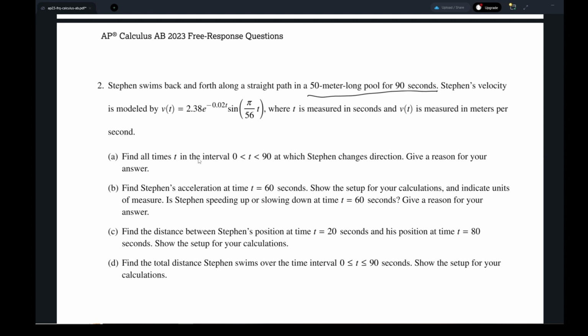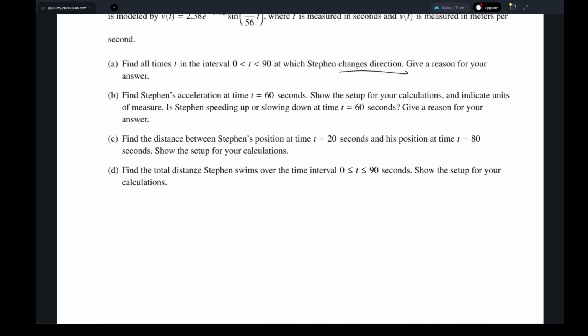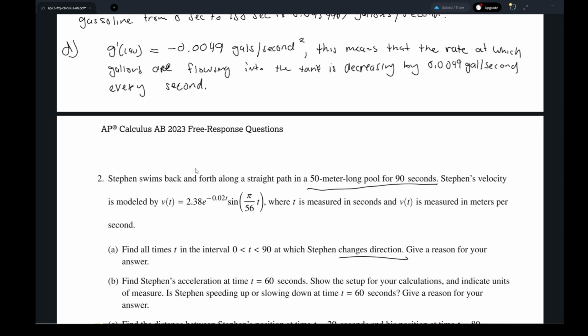Find all times t in the interval at which Steven changes directions. Give a reason for your answer, right? So I'm going to write A, and then we're going to solve this. When they ask us when someone changes directions, they're really asking us, when does v of t change signs? Notice that v of t is going to represent velocity.